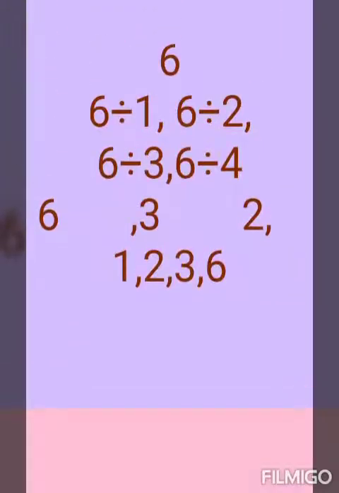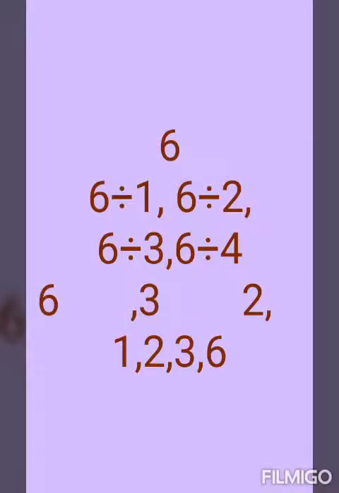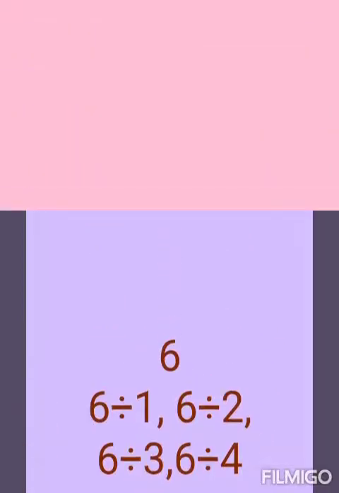For example, here we have the number 6. When we divide 6 by 1, 2, 3 and 4, the numbers where we have no remainder are its factors. Dividing by 1 we get 6 and no remainder. Dividing by 2 we get 3 and no remainder, and dividing by 3 we get 2 and no remainder. But when we divide 6 by 4 we get a remainder, so 4 is not a factor of 6.